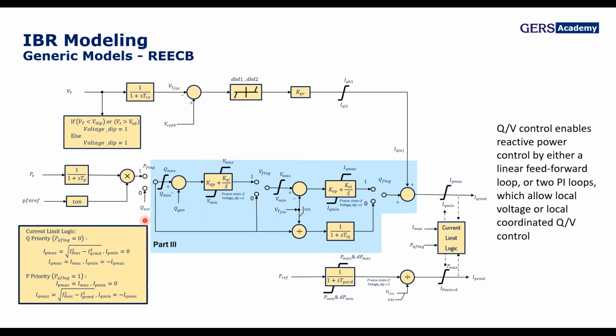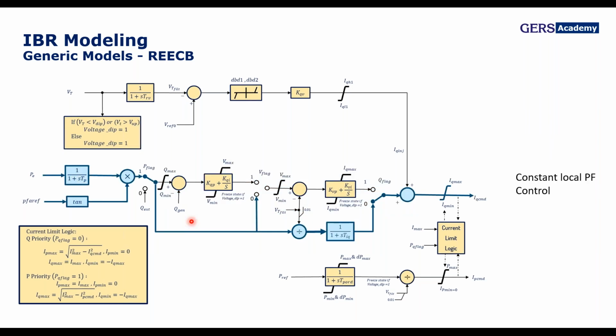If we don't use a power plant controller, this signal here, the reactive power, is constant and mainly will depend on how the model is initialized and what your strategy will be. For example, this is a constant local power factor. You use the power factor calculated from the power flow and just make a direct and simple loop to generate the EQ command.